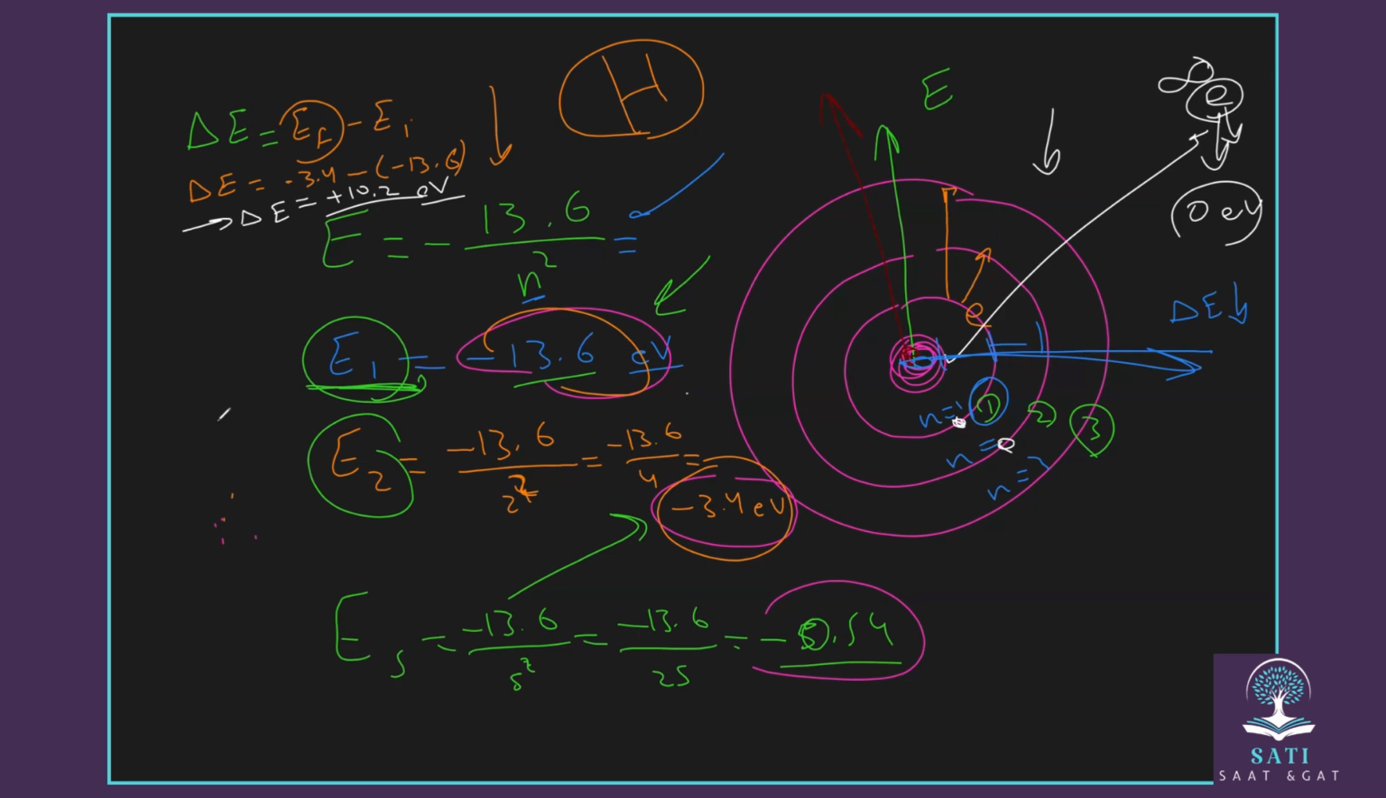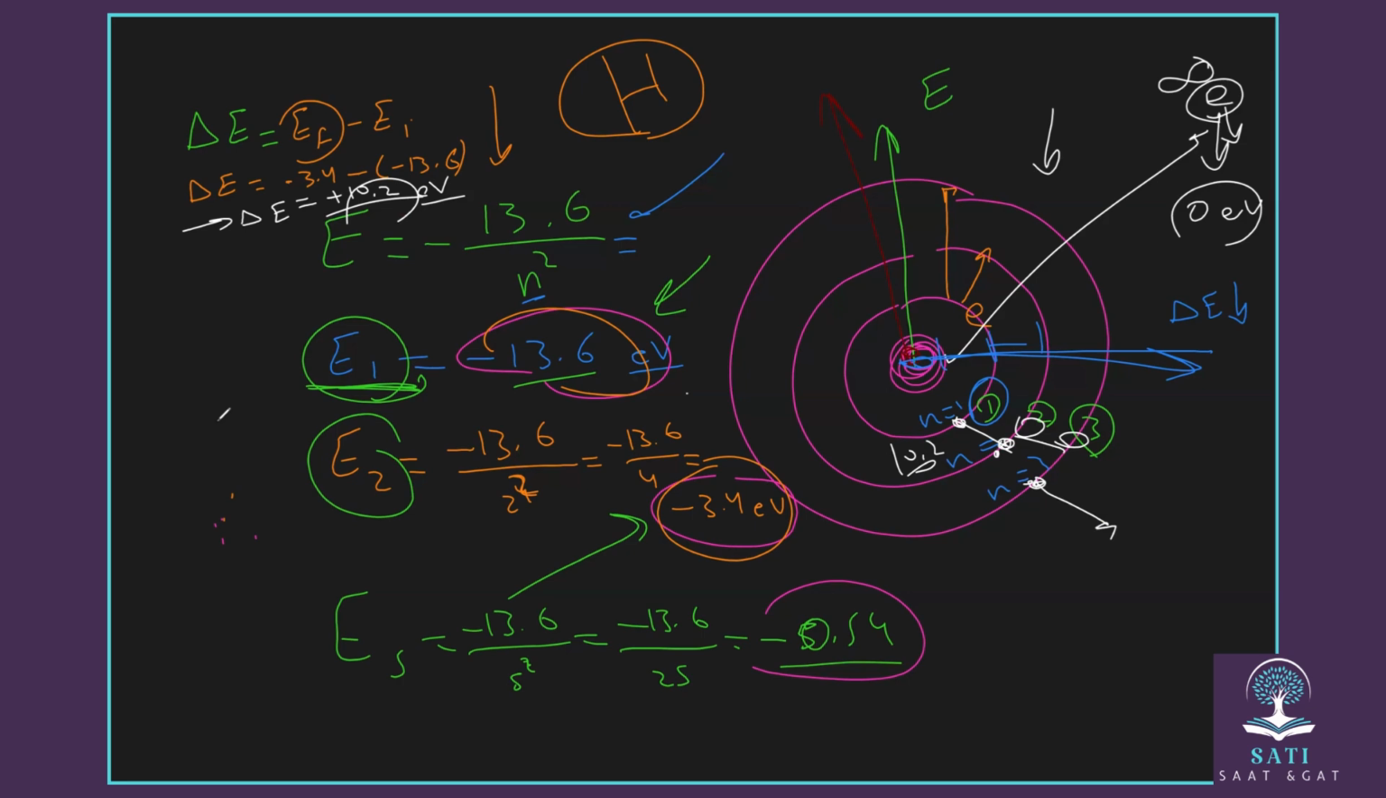The difference between the first energy level and the second energy level we found is 10.2 electron volt. Okay, what about the difference between the second energy level and the third? Will it still be 10 point something? No, it's going to be less. Why? Because all the energy that this electron needs is about 13.6. So if 10.2 is needed between the first and second level, then the difference between the second and third will be much less, and the difference between the third and the fourth will be even smaller.